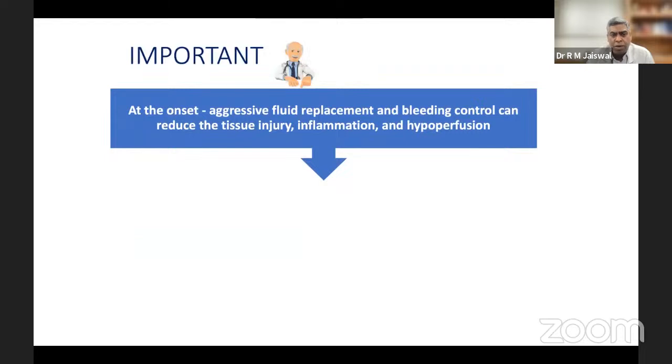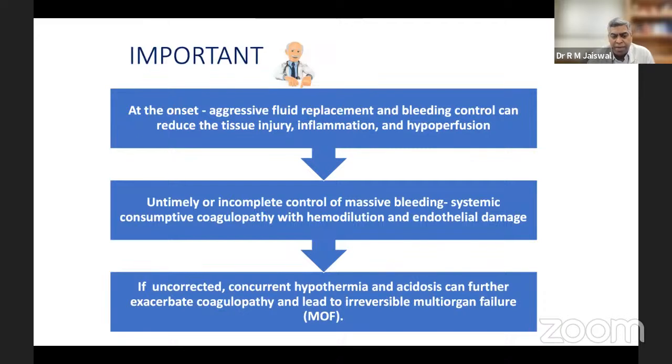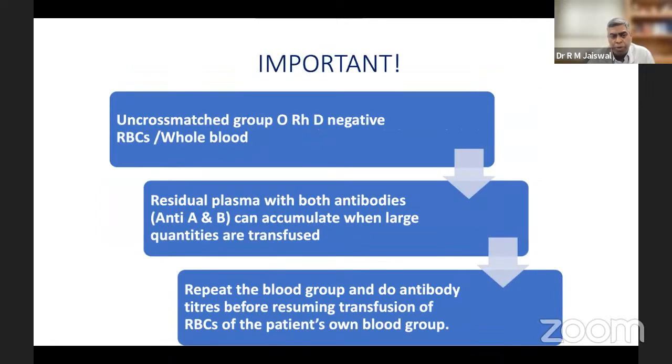Just important at the onset, aggressive fluid replacement before bleeding control can increase tissue injury, inflammation, and hypoperfusion. Then untimely or incomplete control of massive bleeding causes systemic coagulopathy with hemodilution and endothelial damage. And if uncorrected, concurrent hypothermia and acidosis can further exacerbate coagulopathy and lead to multiple organ failure.